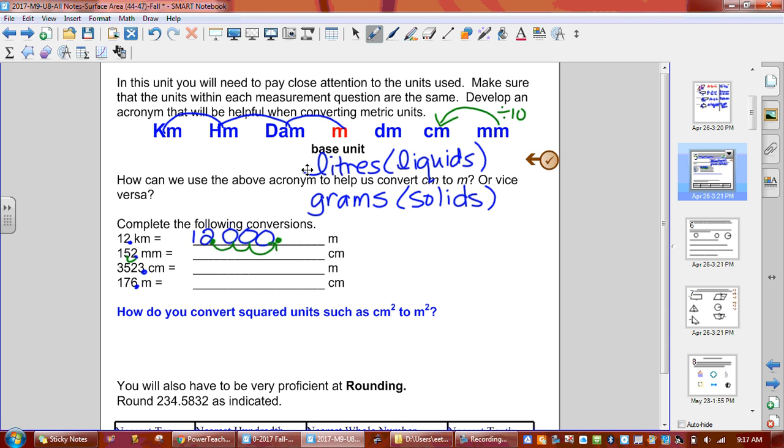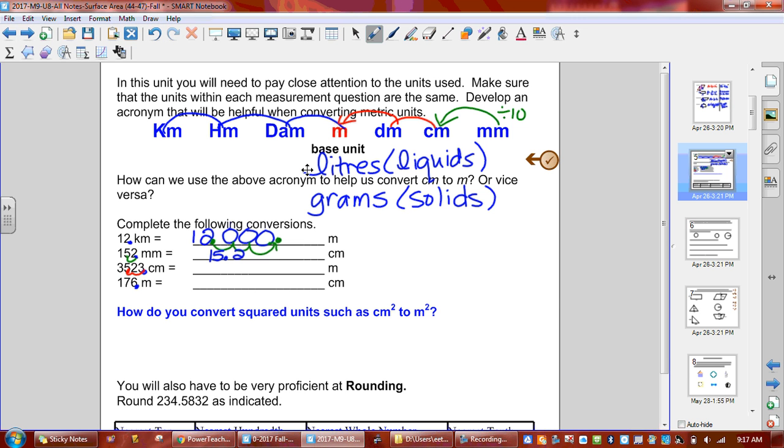The next one, we're moving to the left again. We're going centimeters to meters, so that's 2 steps I'm going. So I'm going to go 2 steps to the left. So my decimal goes between the 5 and the 2 again. So we're going to have 3, 5, decimal, 2, 3.